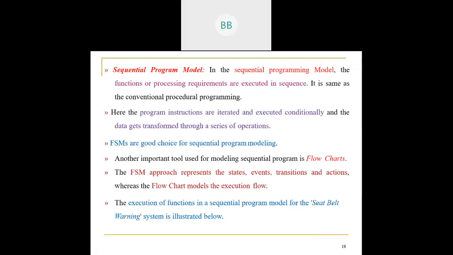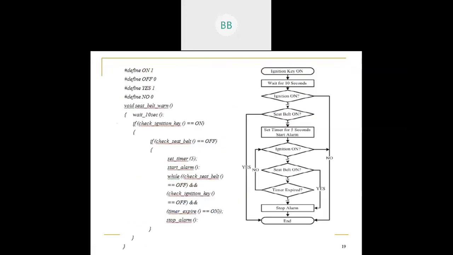The next type of modeling is the sequential program model, whose functions or processing requirements are executed in sequence. We are taking the same automatic seat belt example, the seat belt wearing system, to implement using the sequential program model. The sequential program model is represented using a flowchart and is as follows.